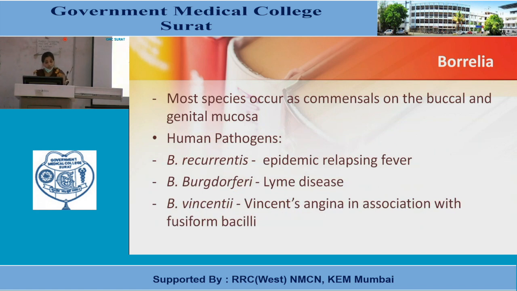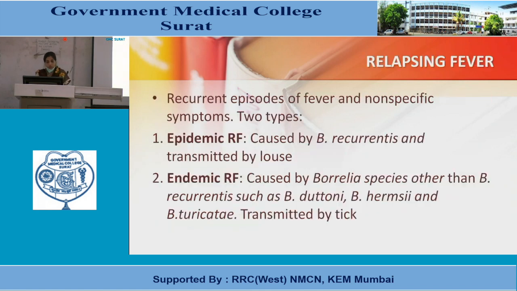Human pathogenic species are Borrelia recurrentis causing epidemic relapsing fever, Borrelia burgdorferi causing Lyme disease, and Borrelia vincentii causing Vincent angina associated with fusiform bacilli. Relapsing fever, which is recurrent episodes of fever with non-specific symptoms, is of two types: epidemic relapsing fever and endemic relapsing fever.